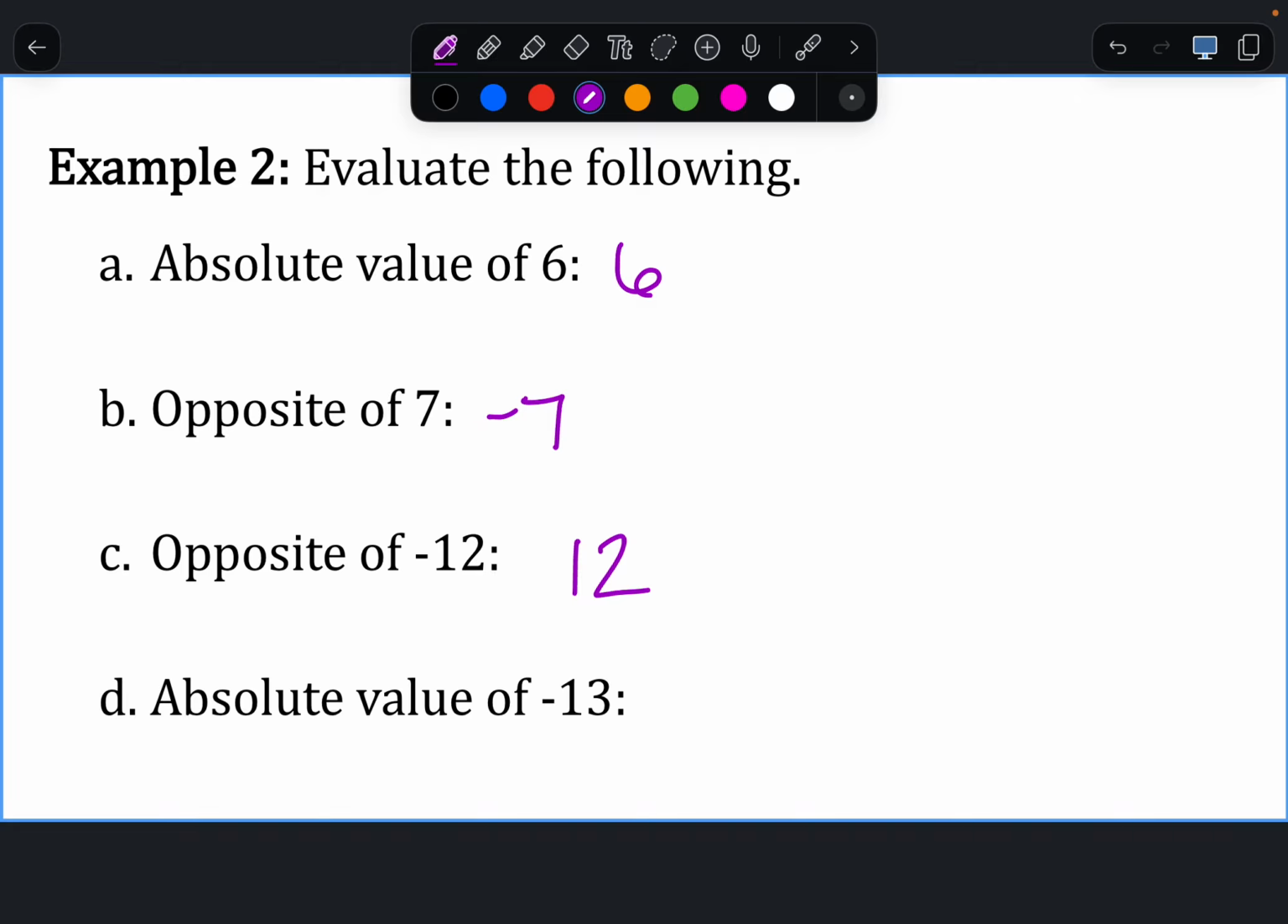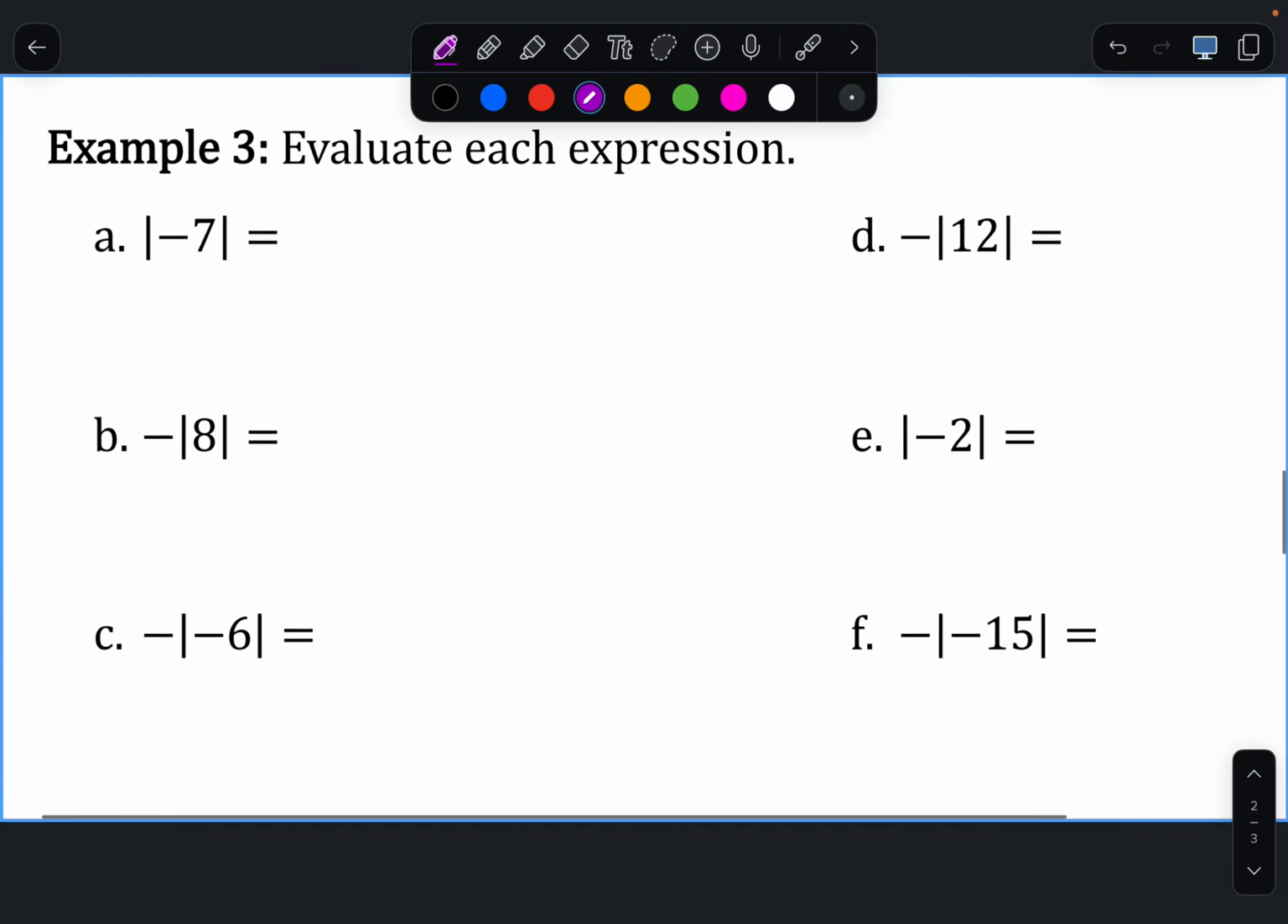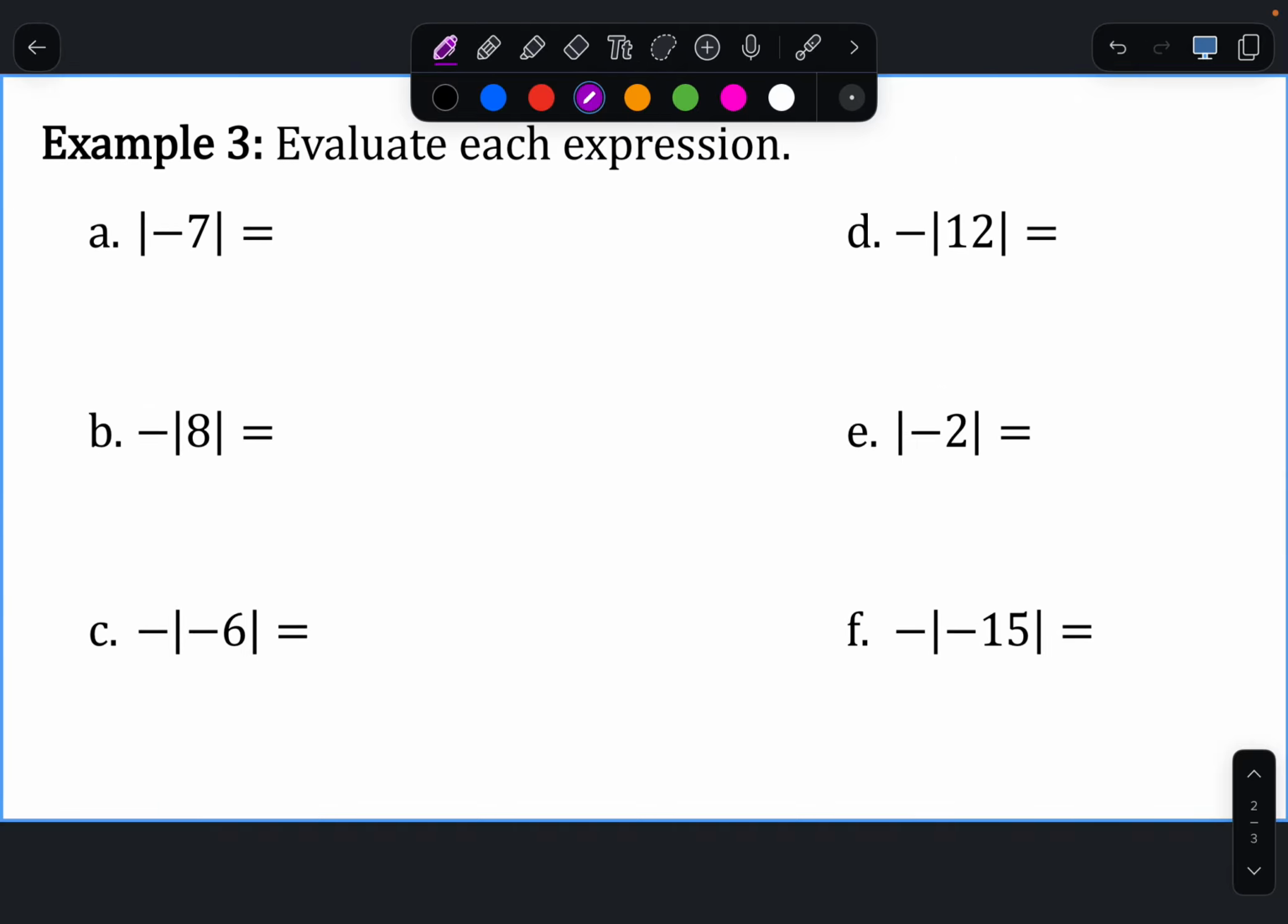13. Got it. Okay. Now, some of you may have looked ahead and got a little nervous with all these negative signs. Okay, so let's make sure we understand the difference between when the negative is inside our absolute value versus the outside. Okay, so let's answer this. What's the absolute value of negative 7?